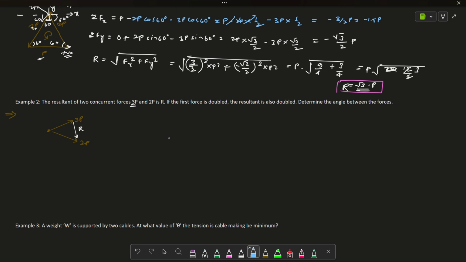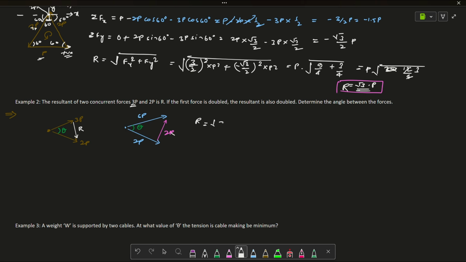If the first force is 3P and we make it double, it becomes 6P, and here the second force remains 2P. So now if we change it to double, then the resultant would become 2R. So we have to determine the angle between the forces. There would be some angle between the forces, let's suppose theta. So now we have to find the angle between them. First we will find the R.